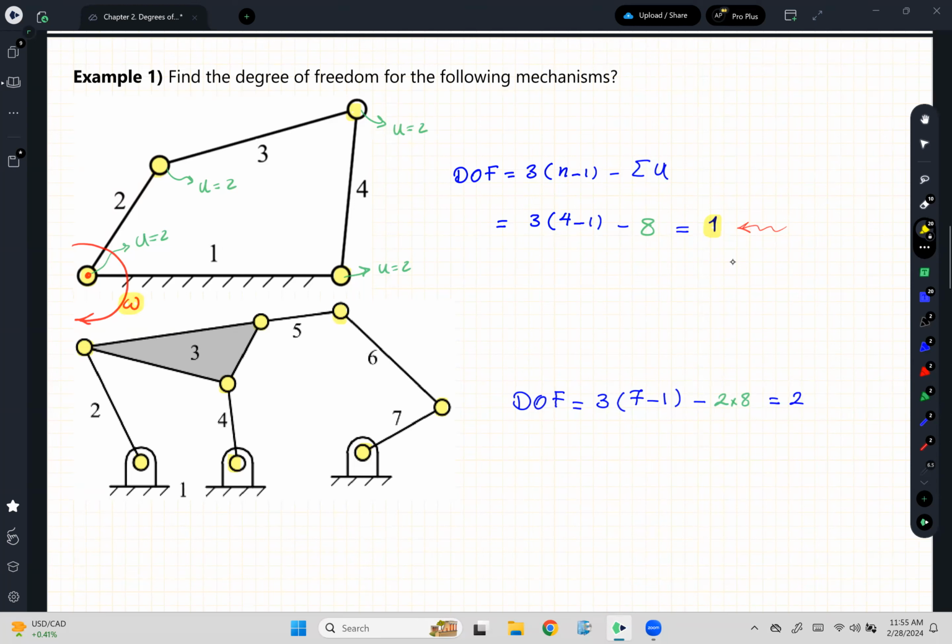All right. We just need one input to move this mechanism.